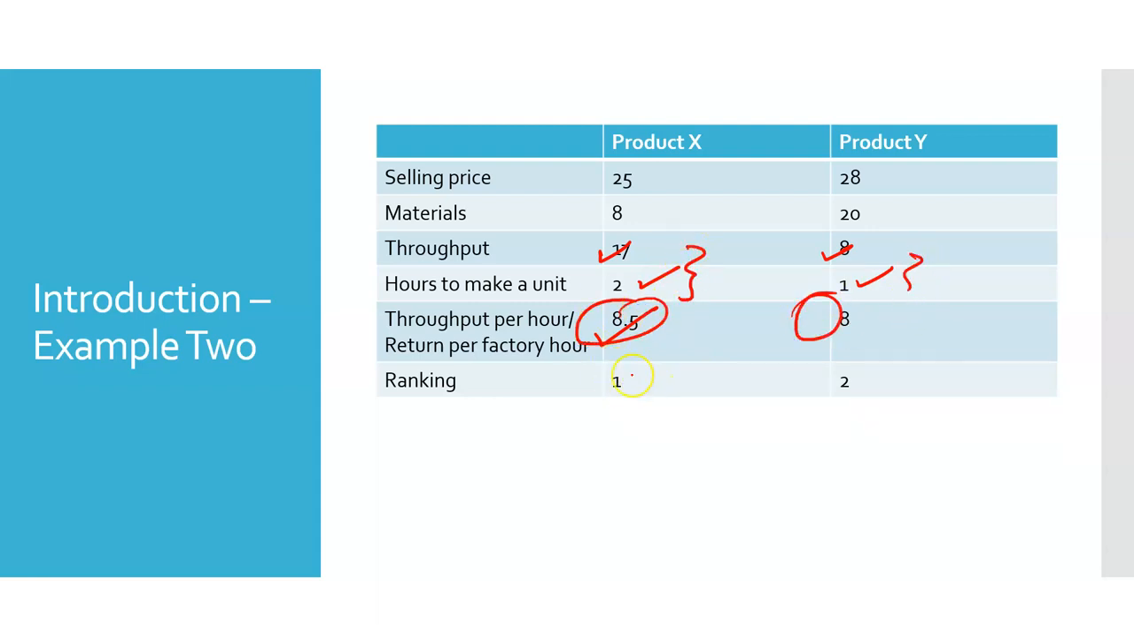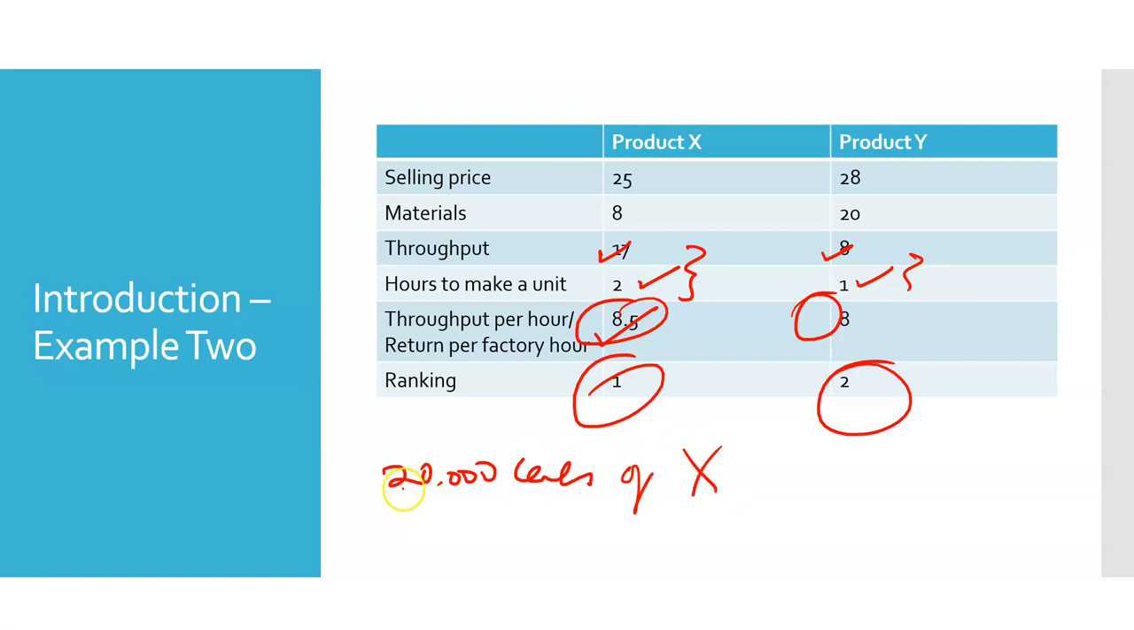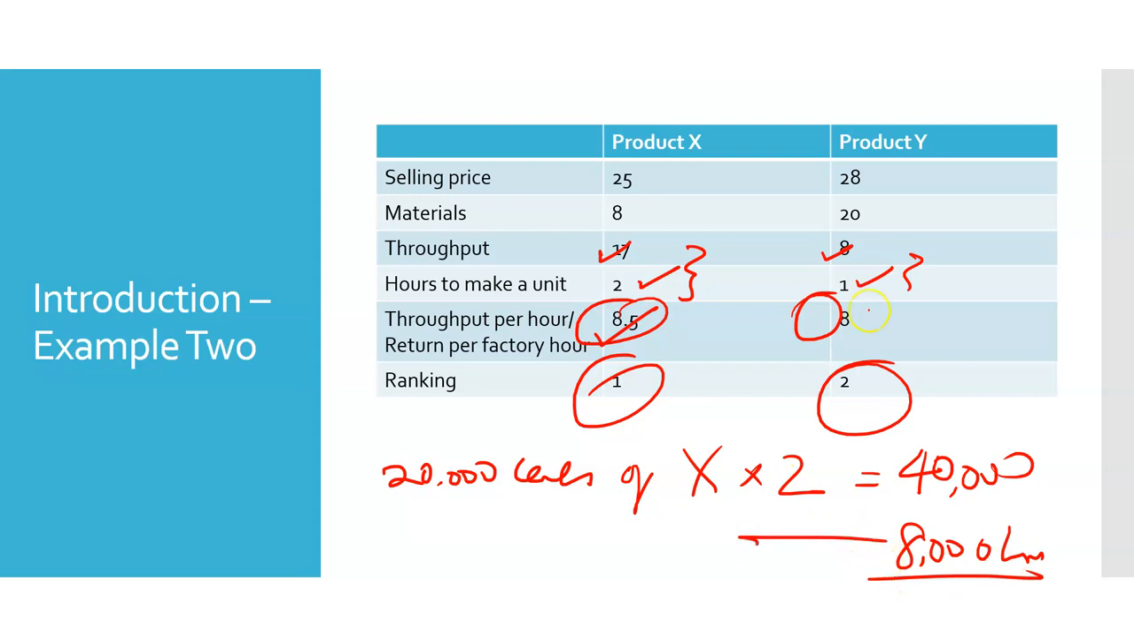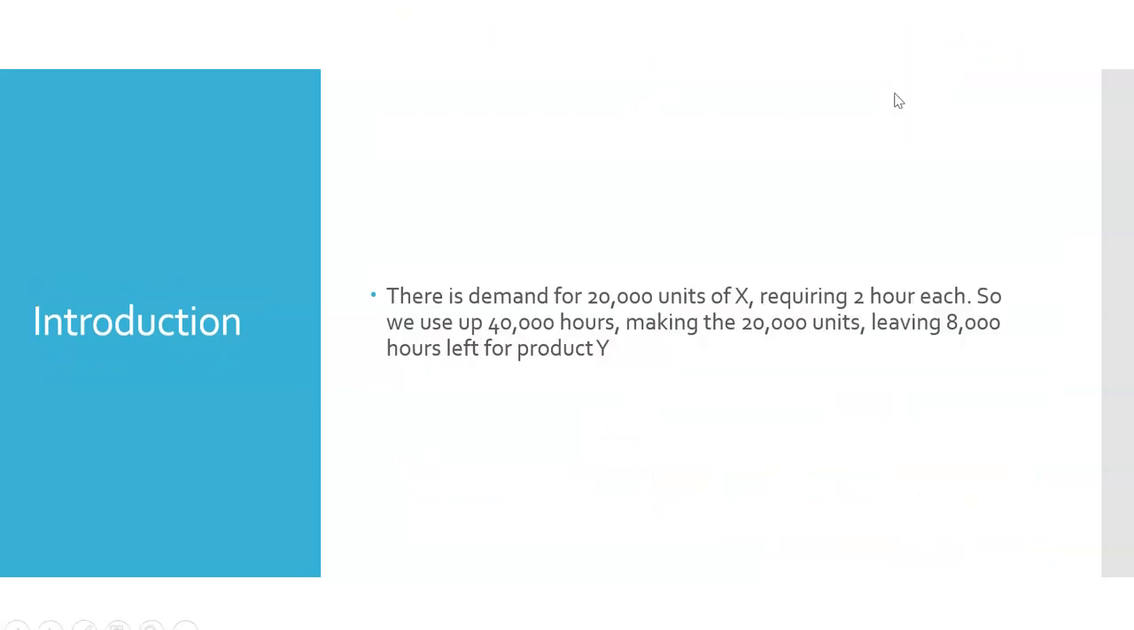Now if I rank these, which is what we do next, I'm going to make product X first, and then I'm going to make product Y. So let us spend all our time making the 20,000 units of X, and whatever time we have left. It takes 2 hours here, so we use 40,000 hours. So we have 8,000 hours left, don't we? If I have 8,000 hours left, and it takes 1 hour to make this, I can make 8,000 units. So I'm going to end up with 20,000 units of X and 8,000 units of Y. That's where we're going.